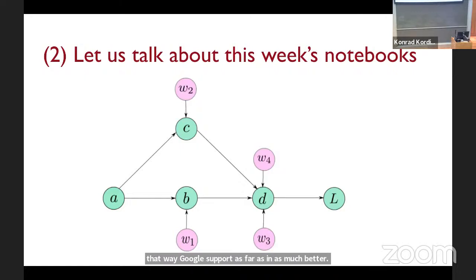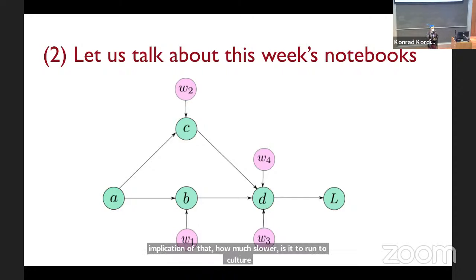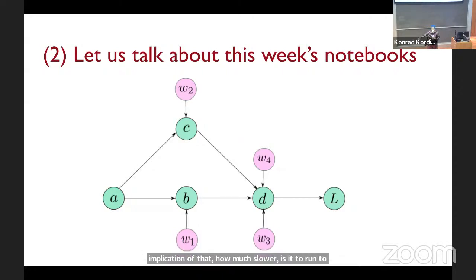Okay, but as we can produce this compute graph on the forward path, we can automatically propagate back, because once we have that compute graph, backpropagation is really just taking every arrow going in the other direction. What's the implication of that? How much slower is it to calculate the gradients for your typical network than it is to calculate the loss?